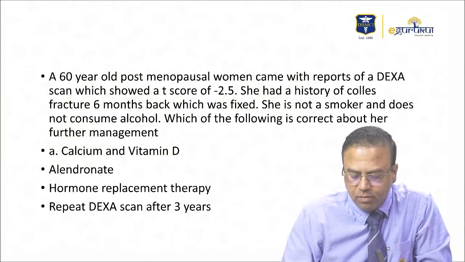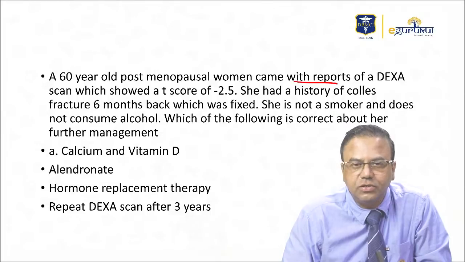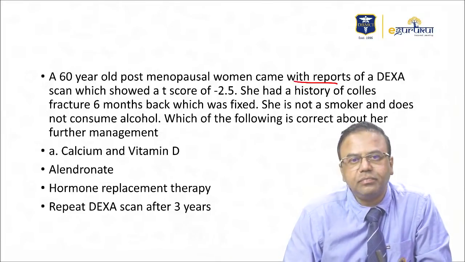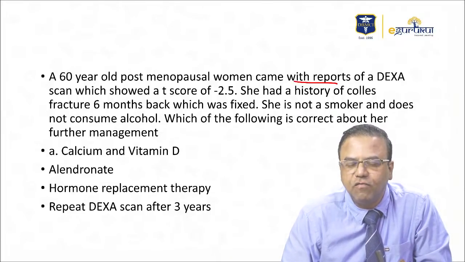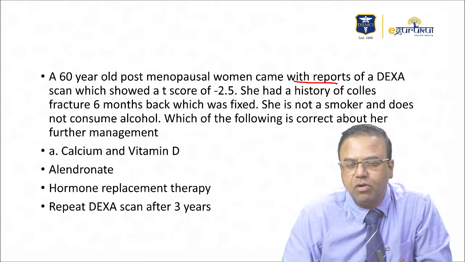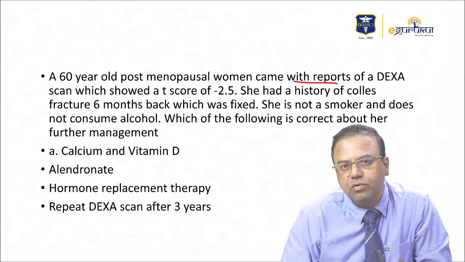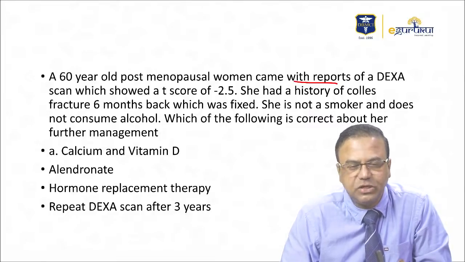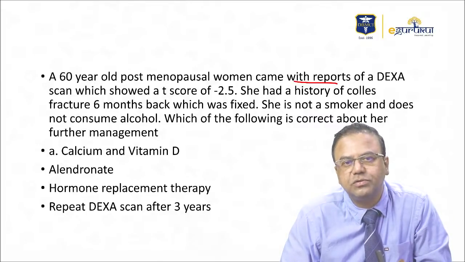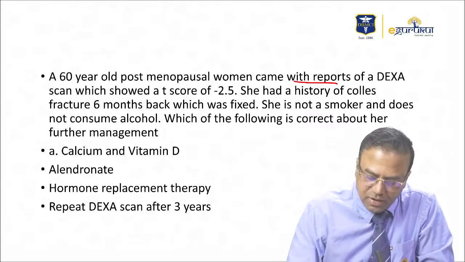A 60-year-old postmenopausal woman came with reports of a DEXA scan which showed a T-score of minus 2.5. She had a history of Colles fracture 6 months back, which was fixed. She is not a smoker, not alcoholic. Which is correct about her further management? So what you can see over here is that this patient has features of osteoporosis. She already had a fall and a fracture, and the T-score is minus 2.5.